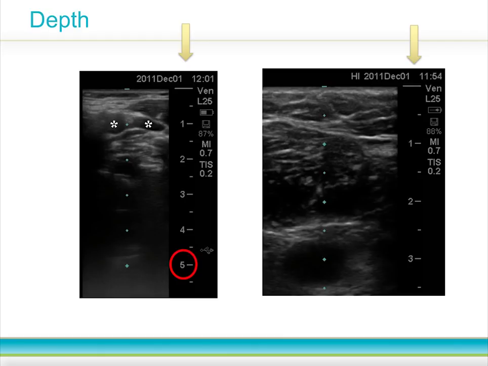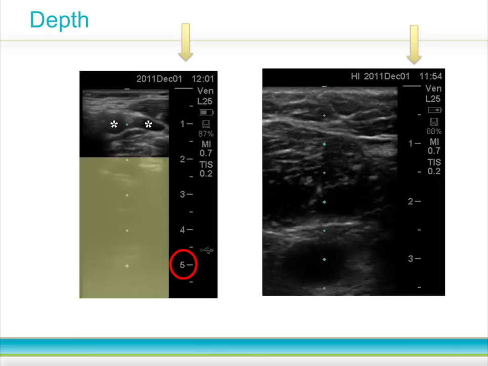In the knobology module, we'll show you how to reduce the depth on this image, as the structures of interest currently appear small at the top of the screen, and the image includes a lot of soft tissue deep to the vessels that we don't need to see.